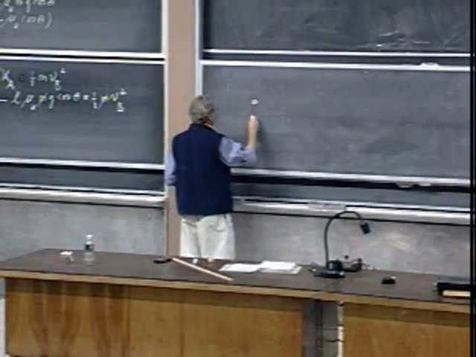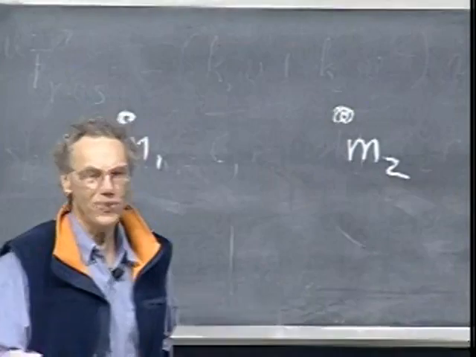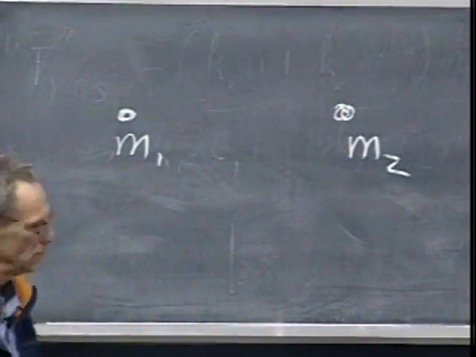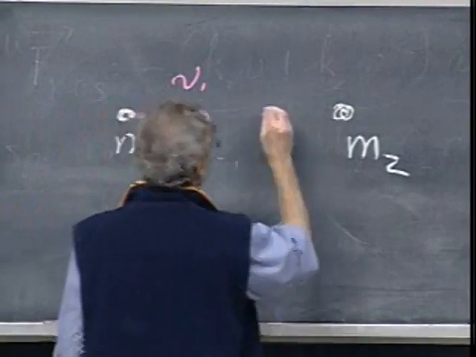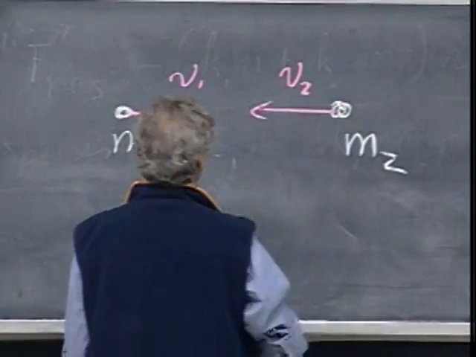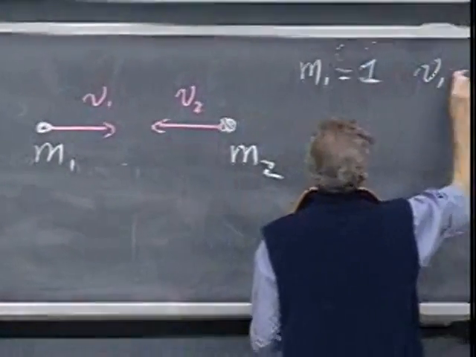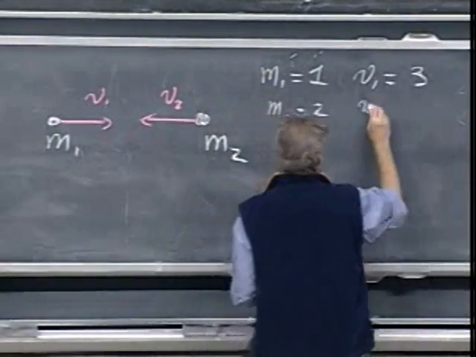It's a very non-intuitive concept. Kinetic energy can be destroyed, but momentum cannot be destroyed in the absence of a net external force on the system as a whole. We have an object M1 here, speed V1, object M2, speed V2. Let's make it very simple. M1 is 1 kilogram, V1 is 3 meters per second, M2 is 2 kilograms, and V2 equals, I make this 5 meters per second, and I make this 3 meters per second.